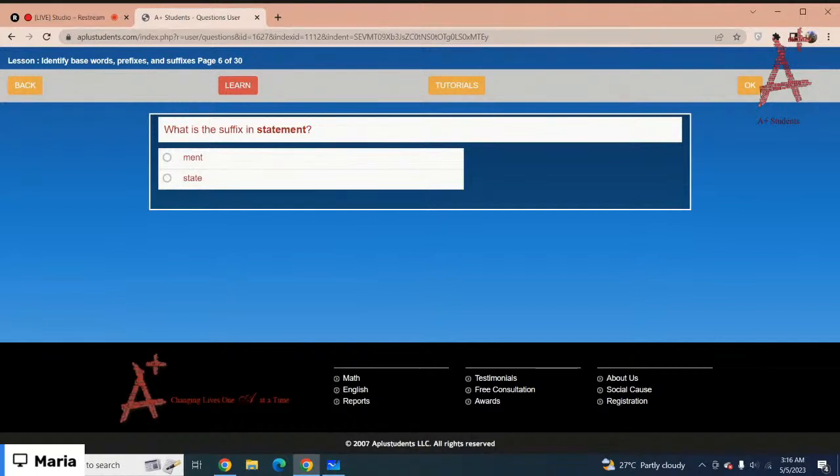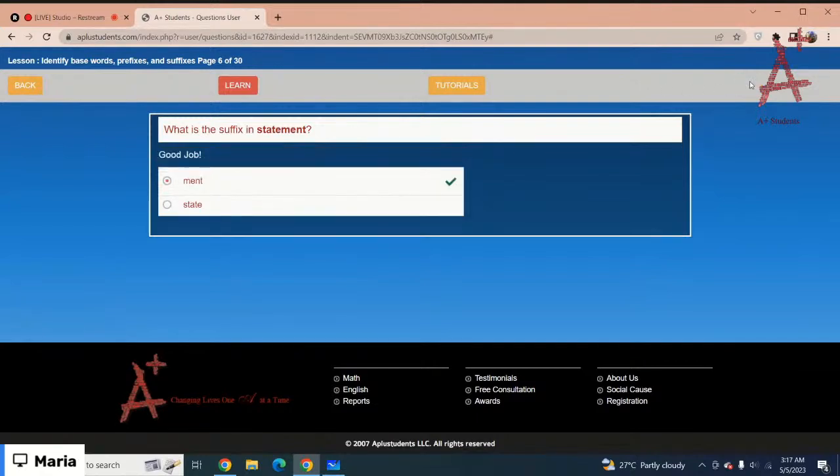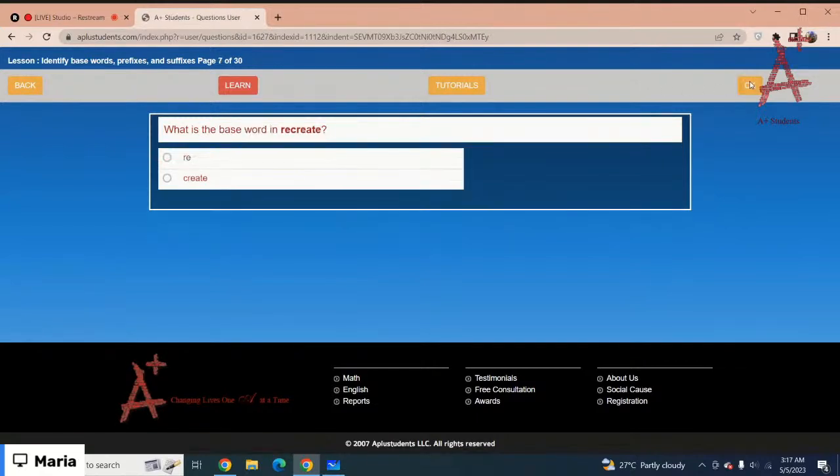It would be, yes, it would be meant. The correct option is, you need to find the suffix. That would be meant. State is the base word and meant is the suffix. What is the base word in recreate?